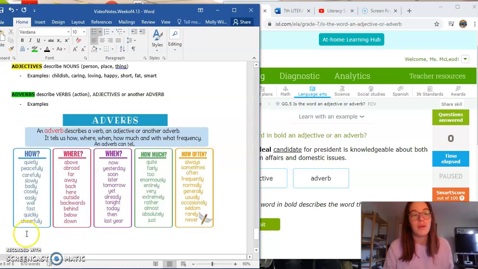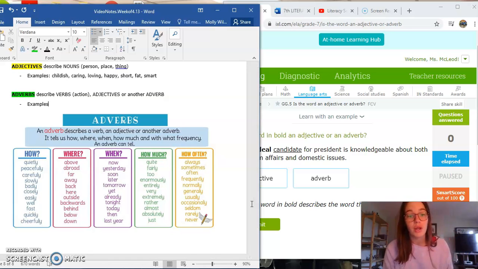But it can also answer any of these questions: where, when, how much, how often. So it could be like backwards, outside, tomorrow, tonight. Quite, fairly, too, always, sometimes. Those are all adverbs, okay?